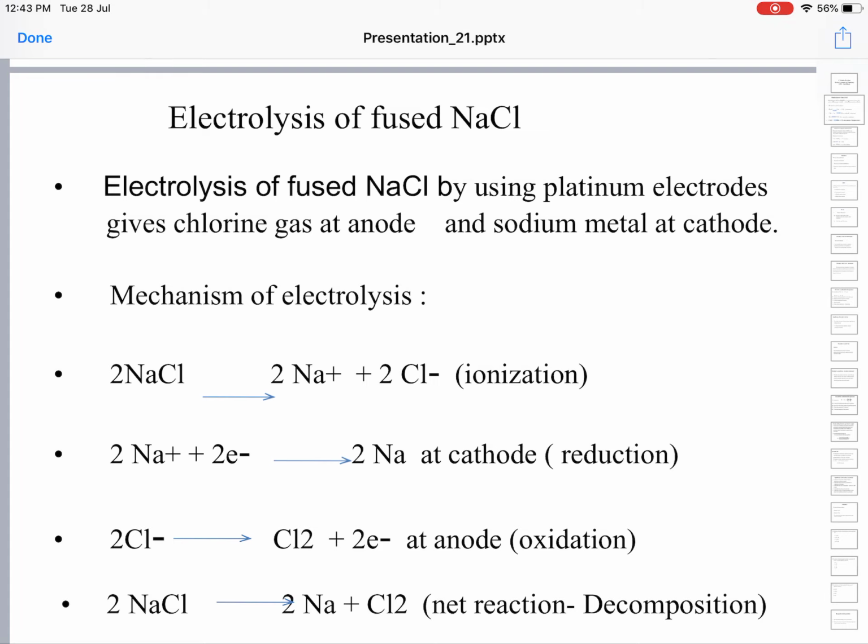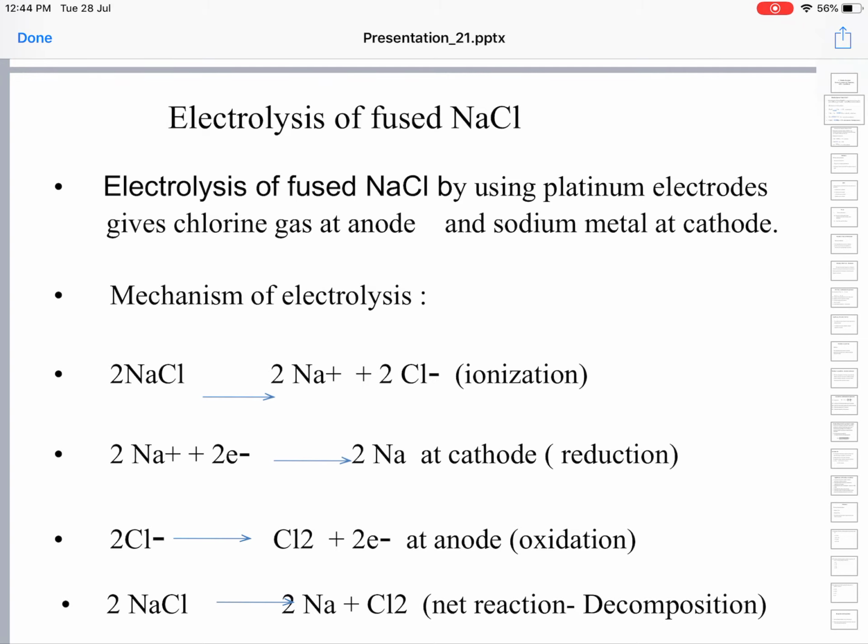NaCl is fused. The hot NaCl, taken in the liquid state in a quartz vessel, and platinum electrodes are dipped into this. When the electricity is passed, the negatively charged chloride ions move towards the anode, and there they give up their electrons and turn into chlorine gas. Chlorine gas evolves at the anode. Likewise, positively charged sodium ions go to the cathode. They pick up electrons from the cathode and turn into sodium metal, and sodium metal is deposited at the cathode.